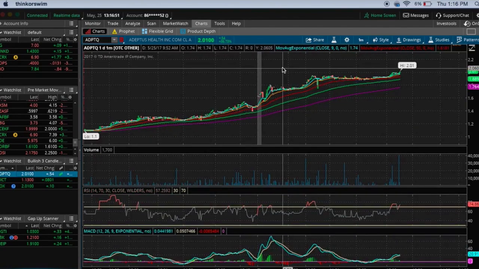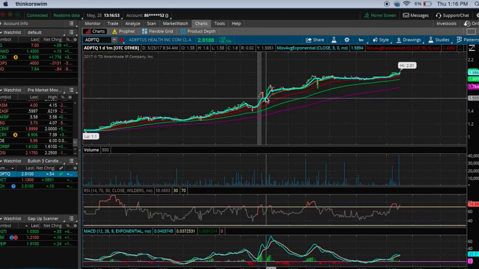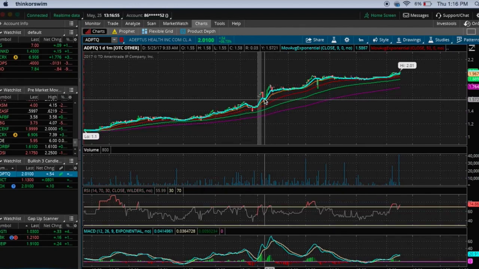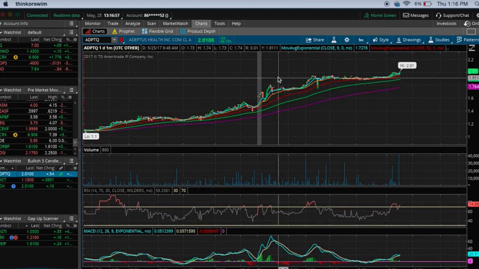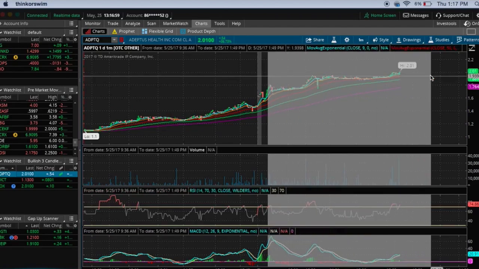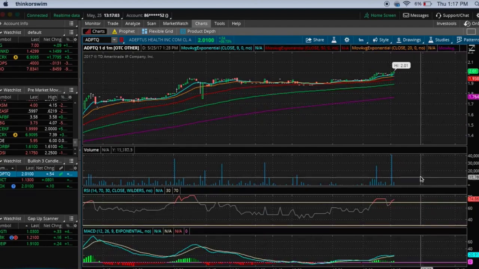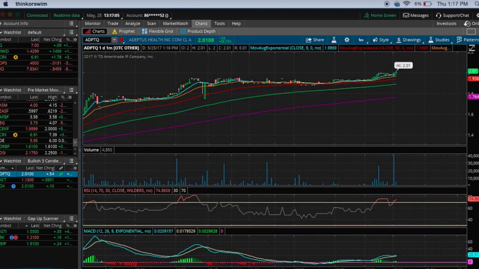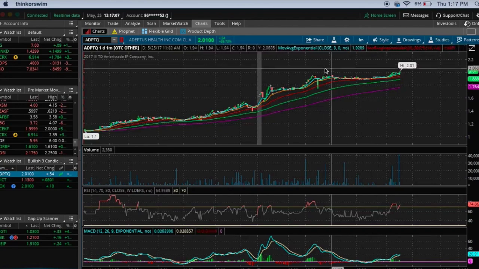ADPTQ. Oh, this one made some moves today. Looked like trash, but this made some good moves. That would have been a nice play today. I didn't think it was going to do so well. Then again, it's trading on terrible volume, so I wasn't too interested in it.